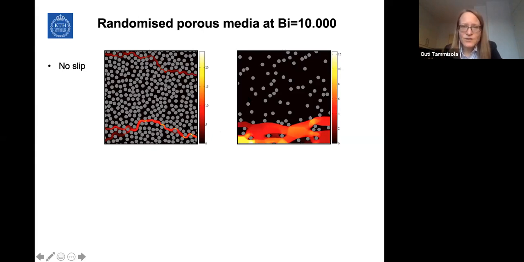And you see two different cases. Obviously, one is much more packed and the other one is much less packed. You can see that the channels that the fluid takes are very different.